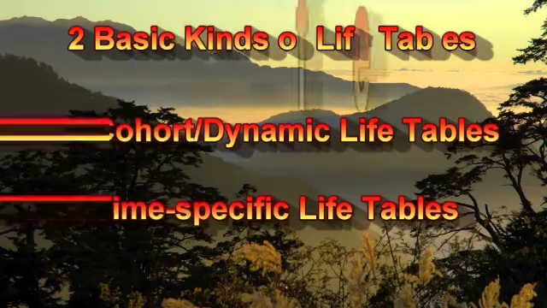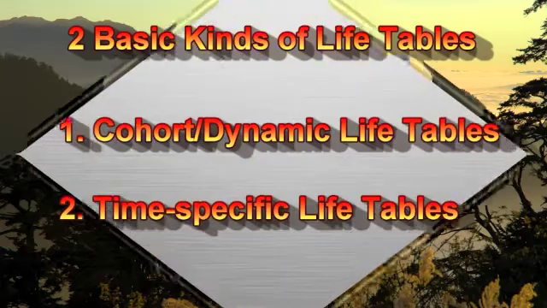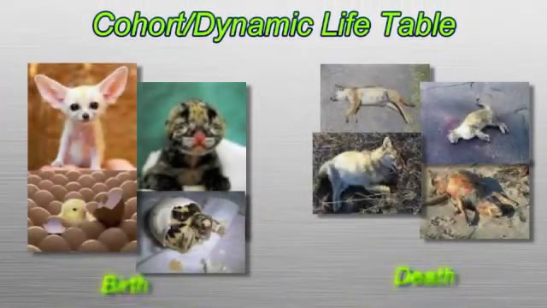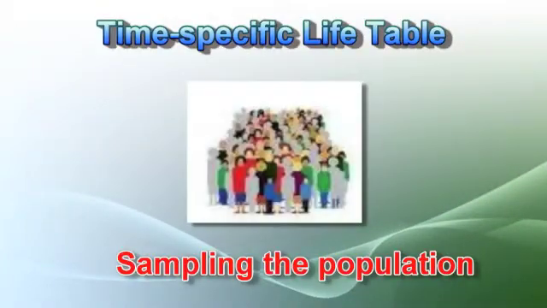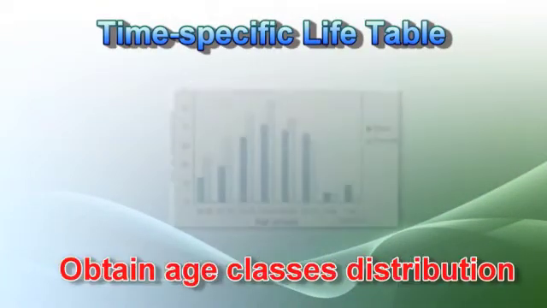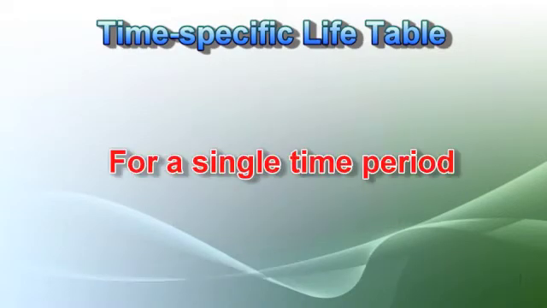There are two basic kinds of life tables, a cohort or dynamic life table and a time-specific life table. A cohort or dynamic life table is an approach used where the fate of a group of individuals born at a given time is followed from birth to death. A time-specific life table is an approach used by sampling the population, obtaining each class's distribution for a single time period.